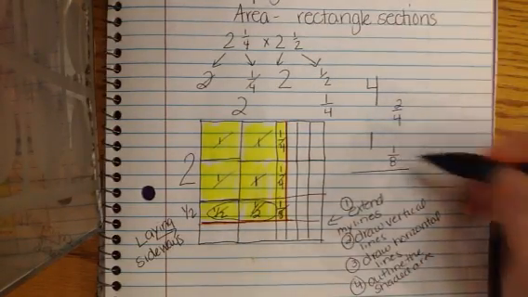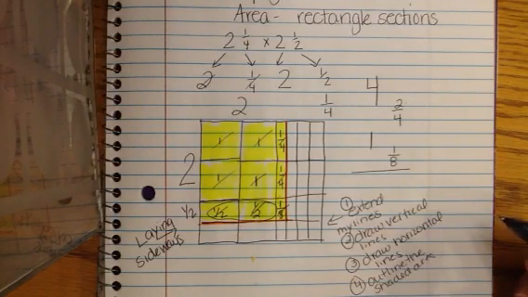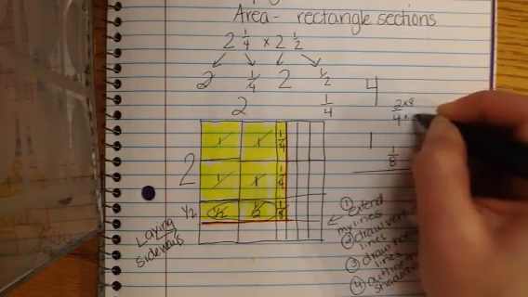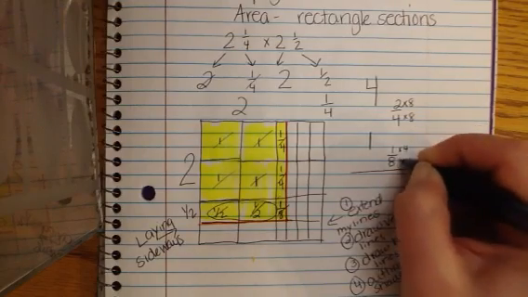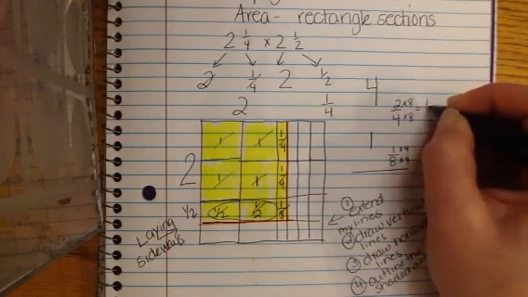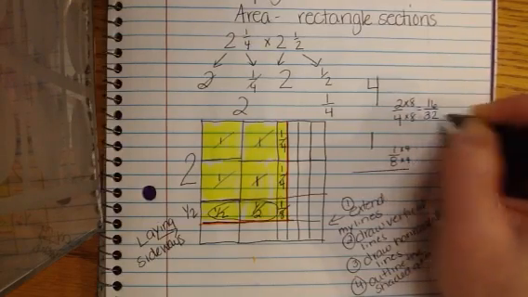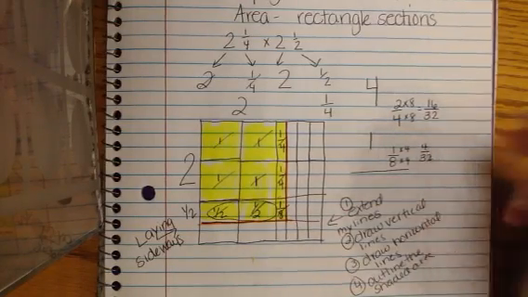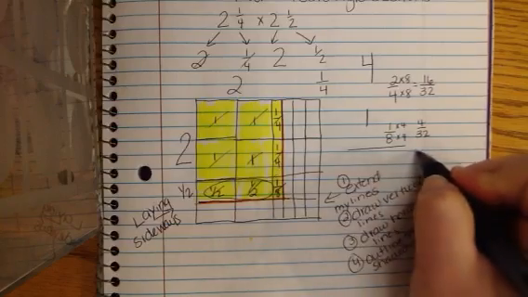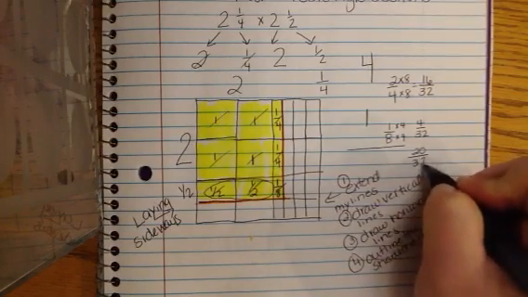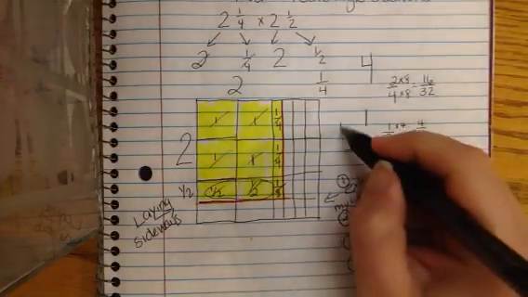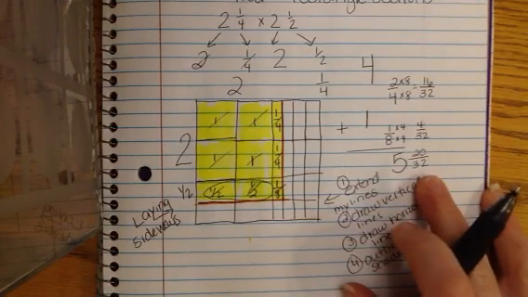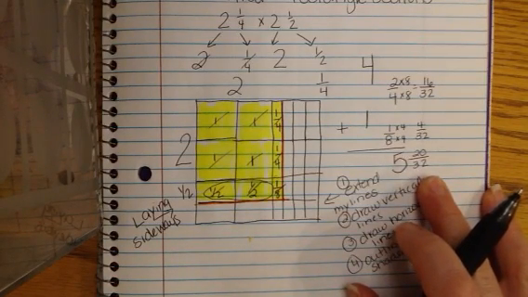I have unlike denominators, so I have to make them be the same denominator. So I'm going to do times 8, times 8, times 4, times 4. What do I get? 16 thirty-seconds, 4 thirty-seconds. 16 plus 4 is 20 thirty-seconds. 4 plus 1 is 5. 5 and 20 thirty-seconds.